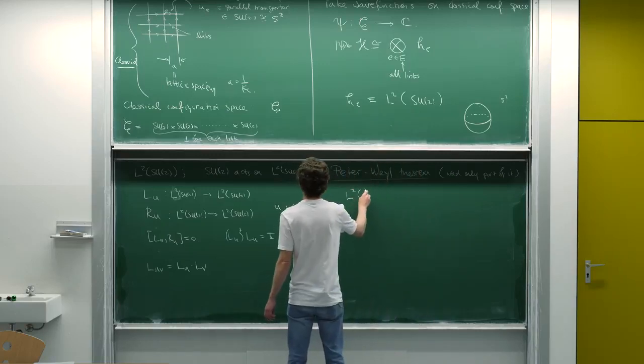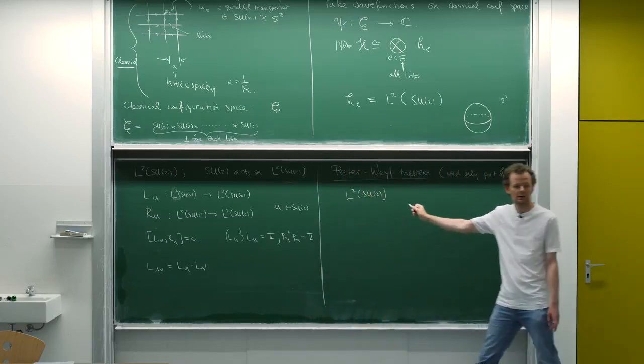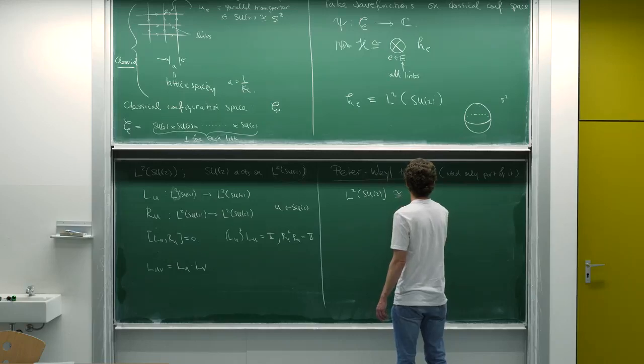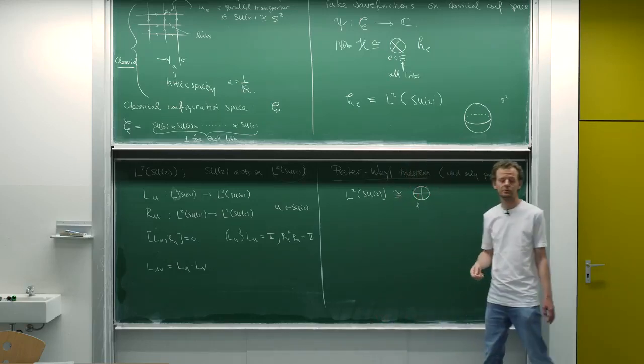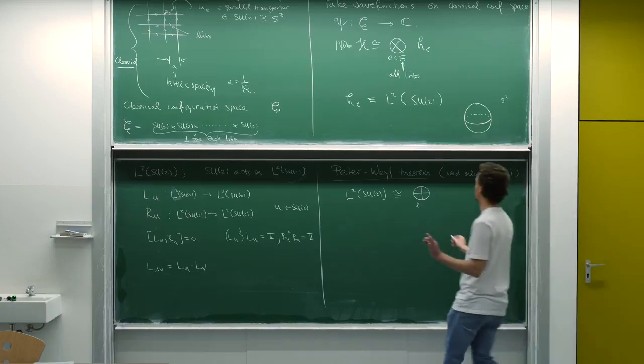And the specific consequence that we'll need is that this particular Hilbert space, the Hilbert space for one link, breaks up as a direct sum over the irreducible representations of SU2 in a very particular way.